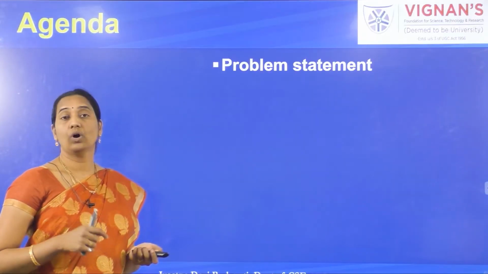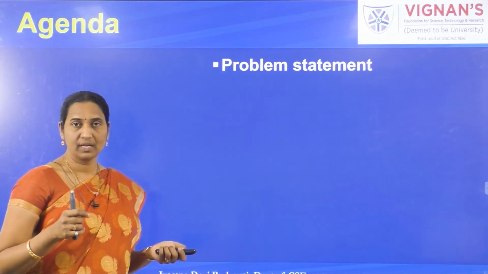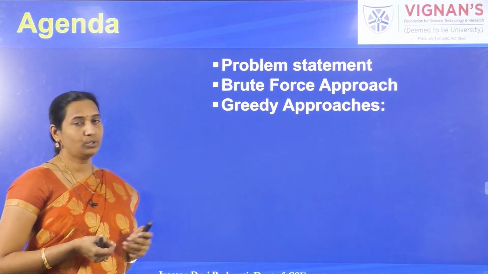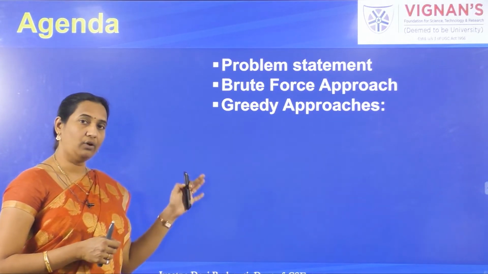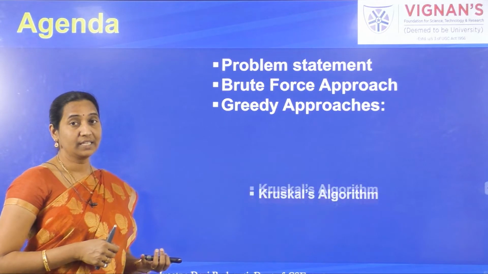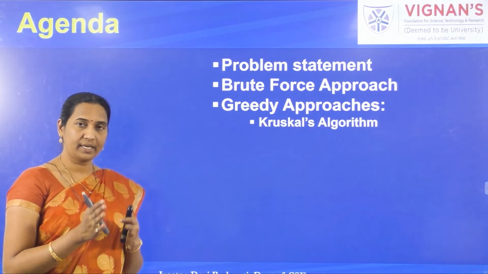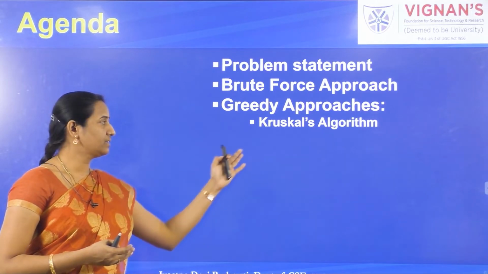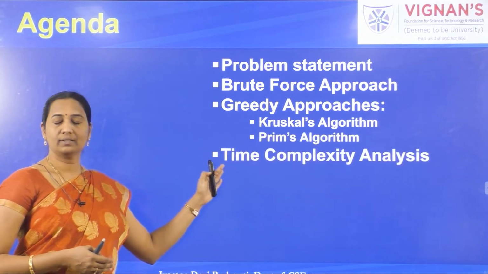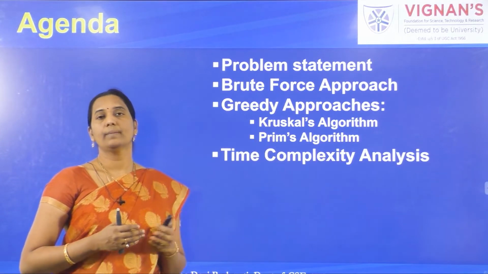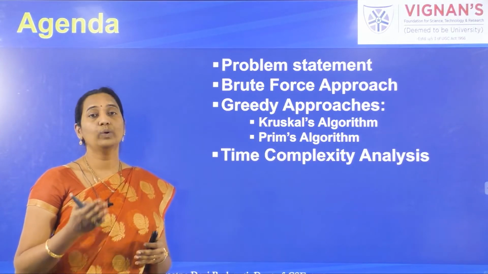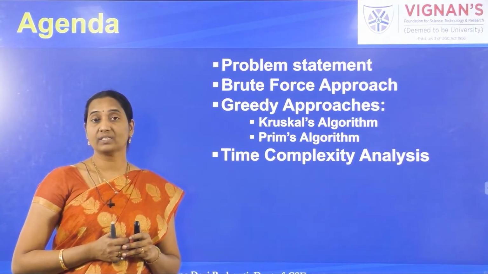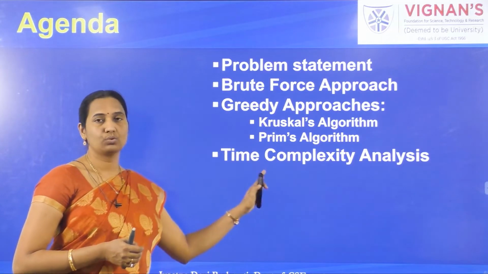In this video we'll see what the minimal spanning tree problem is, what the various approaches to solve this problem are, how to solve it using the brute force approach, and how efficiently you can solve it using the greedy approach. Of course, there are two different greedy approaches to solve the minimal spanning tree problem. One is Kruskal's algorithm and the other one is Prim's algorithm. We'll look at these two approaches in detail with examples, and at the end of the lecture I'll close with remarks on the time complexity analysis of these two approaches.